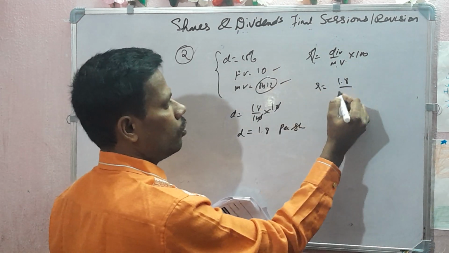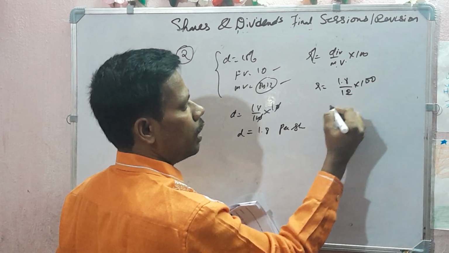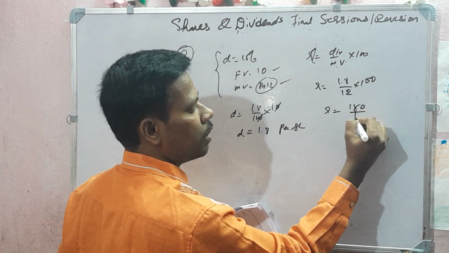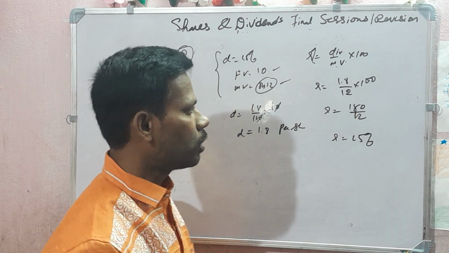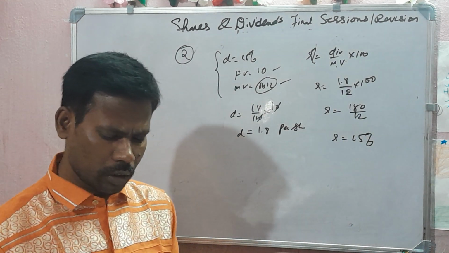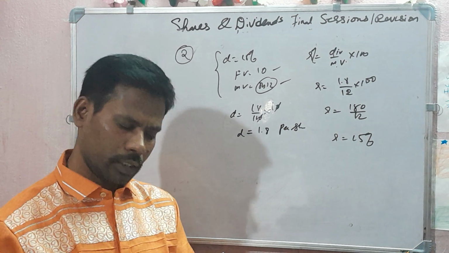Market value is 12 into 100. So rate is equal to 180 by 12. So that is nothing but 15%. 15 to the 180. So this is a somewhat different question.